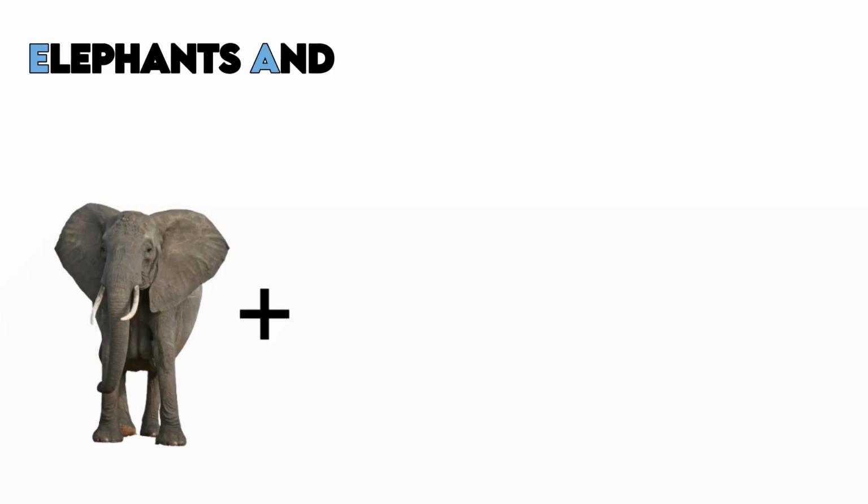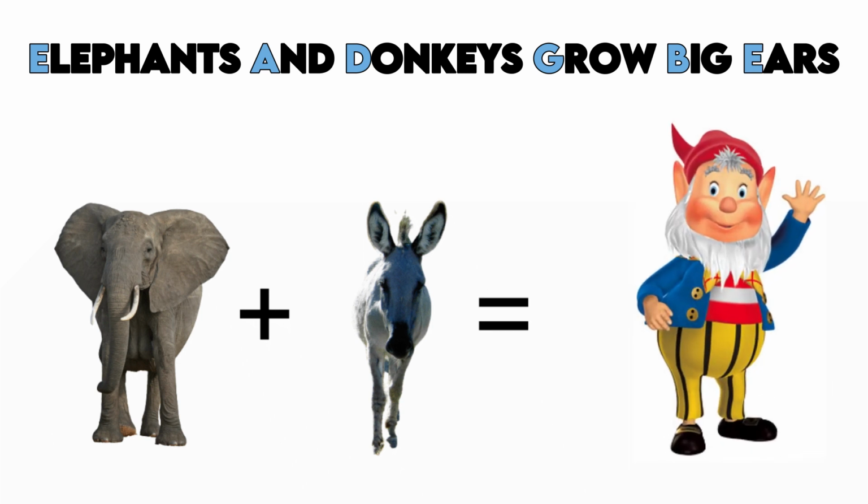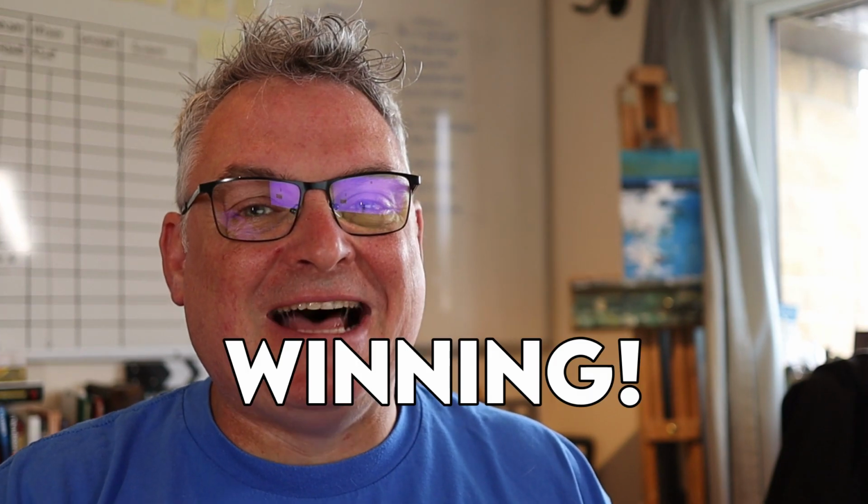Here's a story that's useful for younger students, and I use this all the time. Elephants and donkeys grow big ears. That could be a good one that works for you. If it does, then that's brilliant.